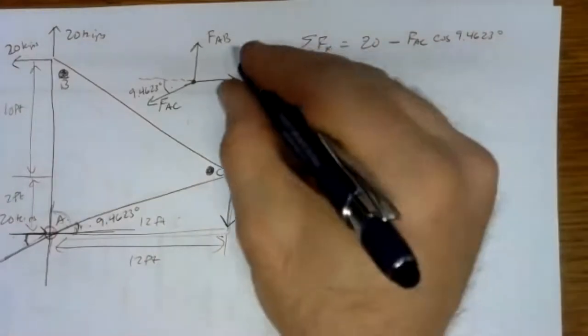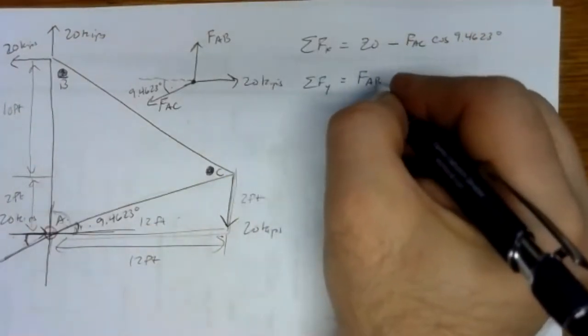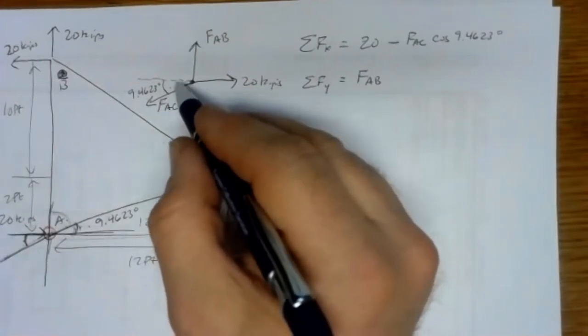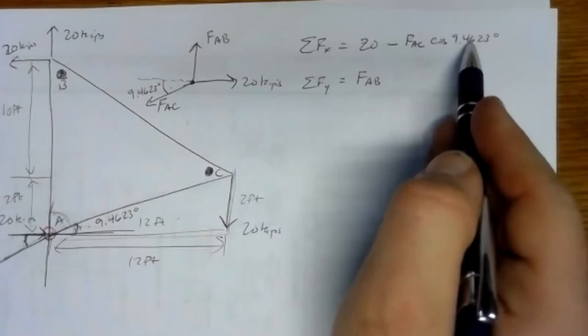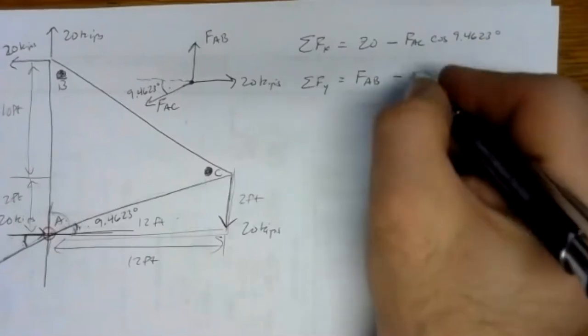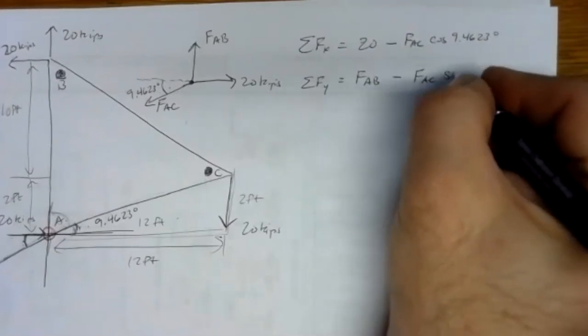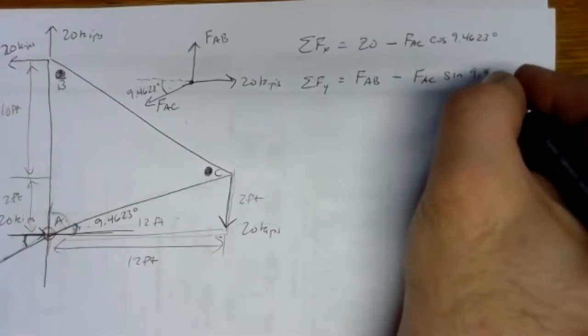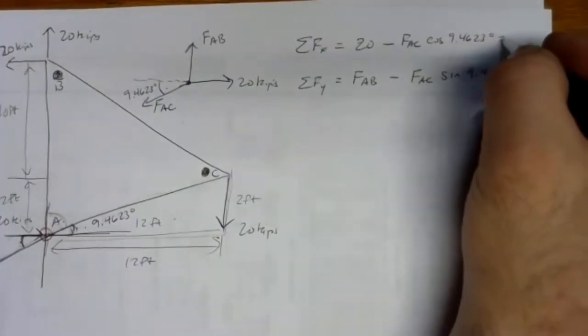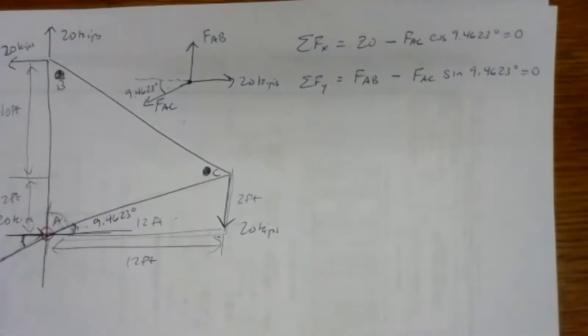For the y direction, I've got all of FAB up, but I've got only a piece of FAC down. And if I used the adjacent piece with x, it's got to be the opposite piece for y. So that's down, so it's negative FAC, and it's sine 9.4623 degrees. Now, since we're in equilibrium, both of those sums equal 0. Now, unfortunately, we can't solve the y direction equation just yet. We've got too many unknowns there, but we can solve the x direction equation.